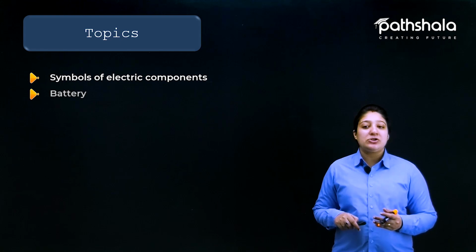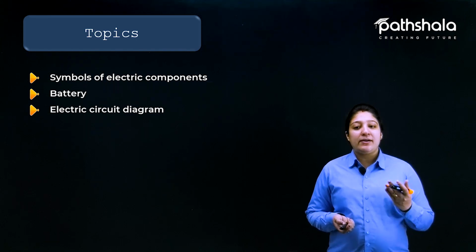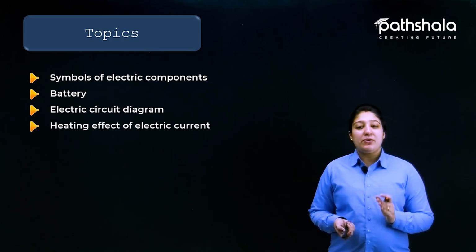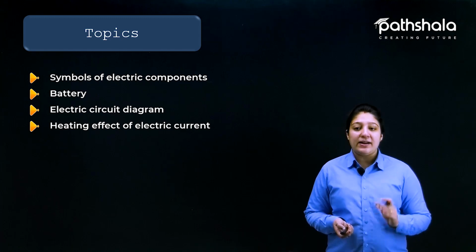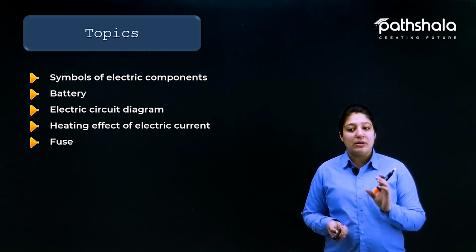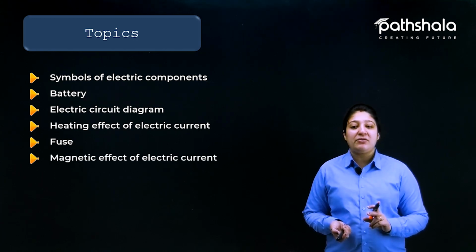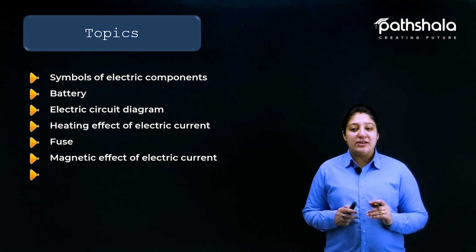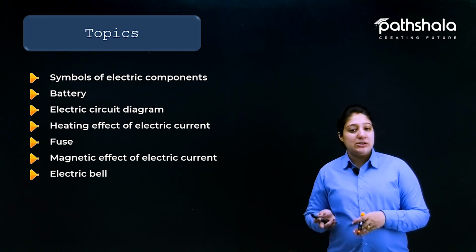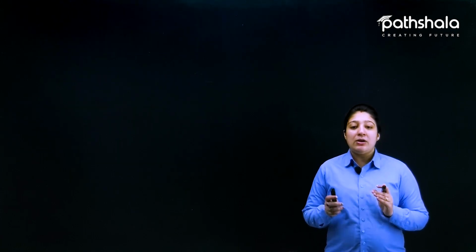After that we'll move to our next topic, that is battery. So what is a battery? Then we'll see how electric circuit diagrams are made using the symbols. After that we are going to understand the heating effect of electric current, and on that some devices also work. So we are going to understand the working of a fuse on the basis of the heating effect. After that we are going to understand the magnetic effect of electric current, and after this topic we are going to understand a device which is the electric bell, which works on the principle of magnetic effect. So these are the topics that we are going to understand in this chapter. Now let's start our chapter.